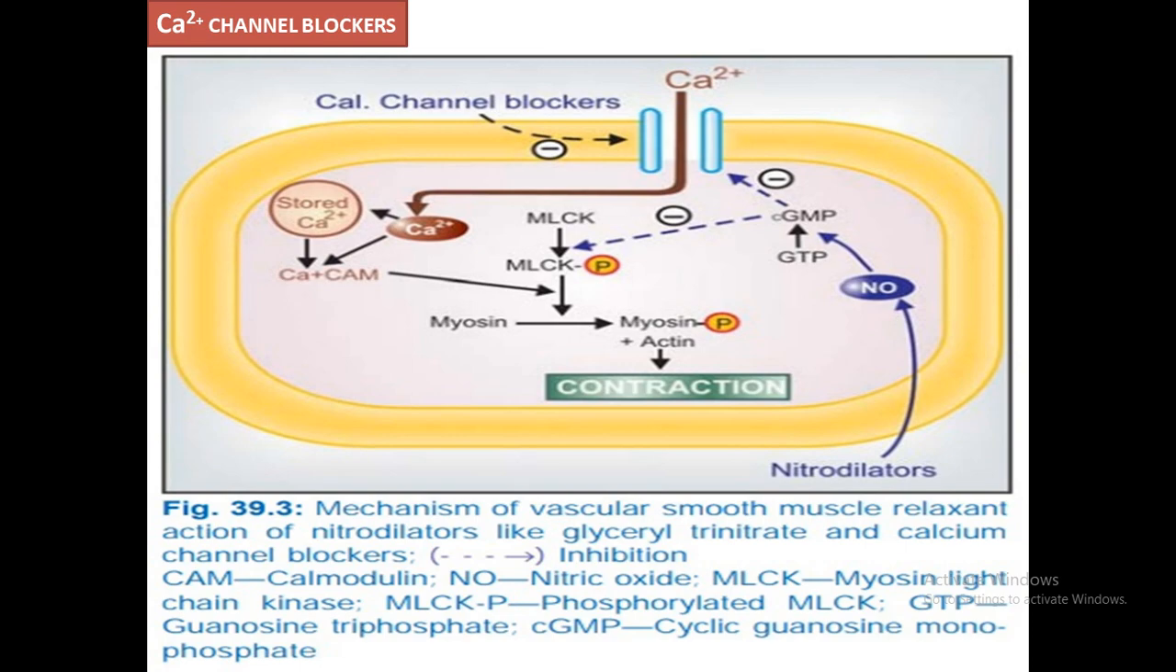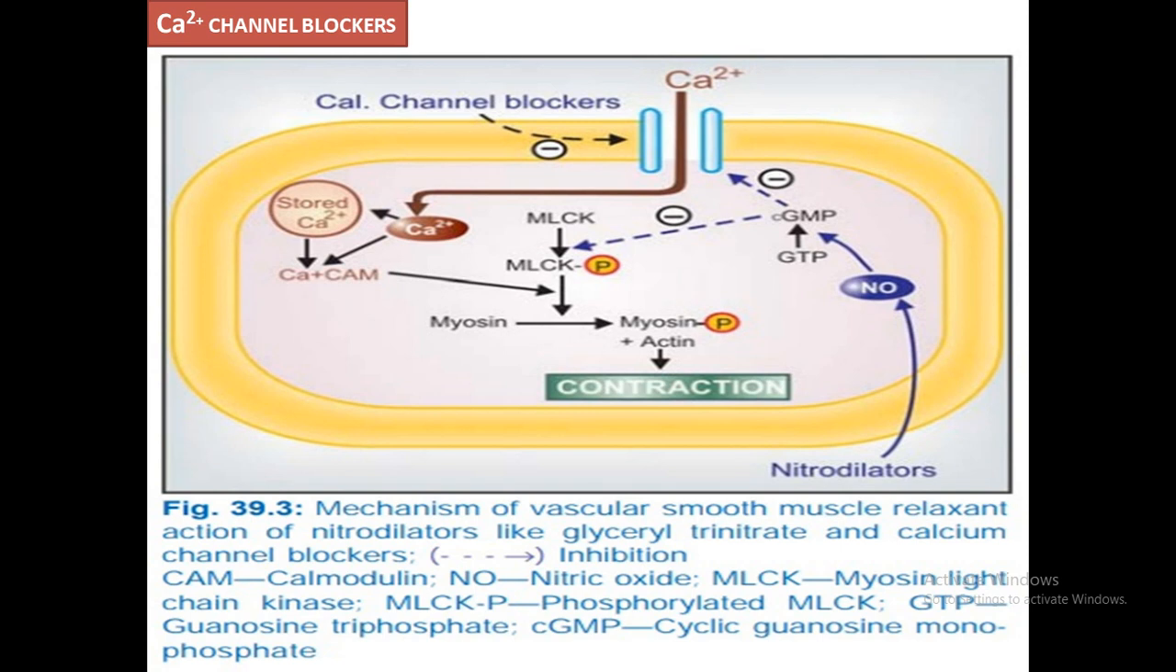Then we come to the calcium channel blockers. Here you can see the calcium channel; calcium will enter inside the cell. After entering, this calcium influences the sarcoplasmic reticulum to release more calcium. This calcium binds to calmodulin. This calmodulin is responsible for activating myosin light chain kinase, which is responsible for the formation of myosin light chain phosphate from myosin light chain. This myosin light chain phosphate combines with actin and is responsible for contraction.